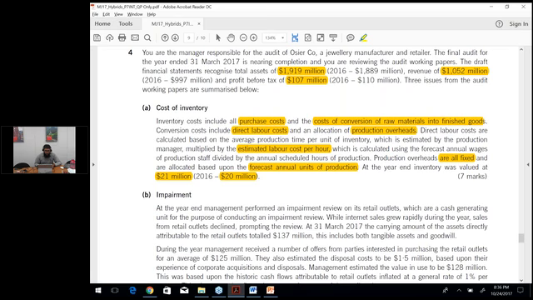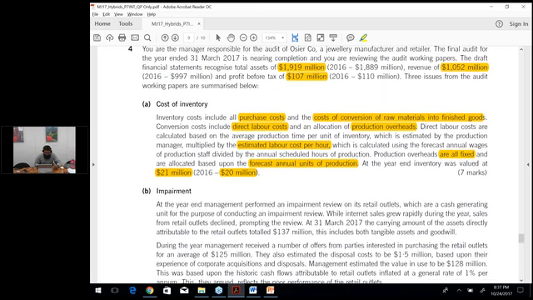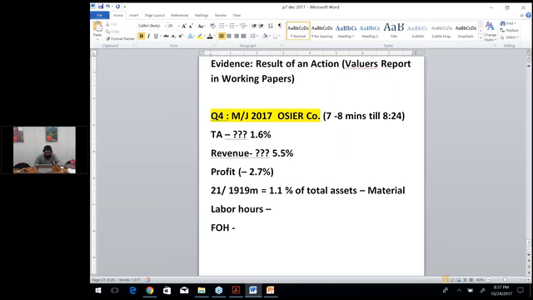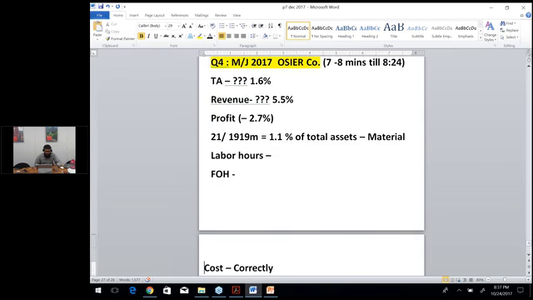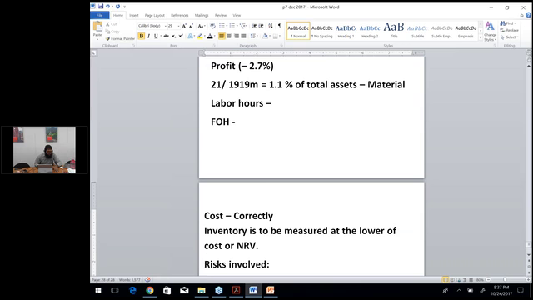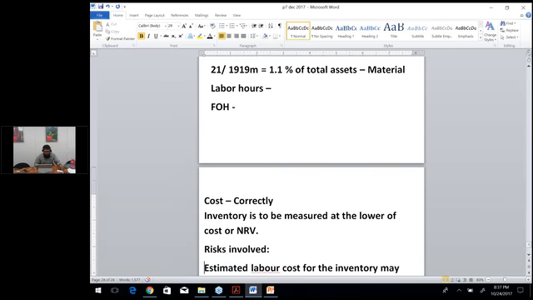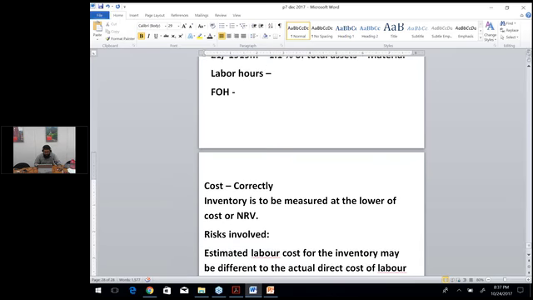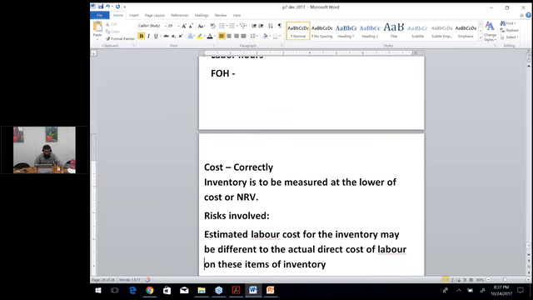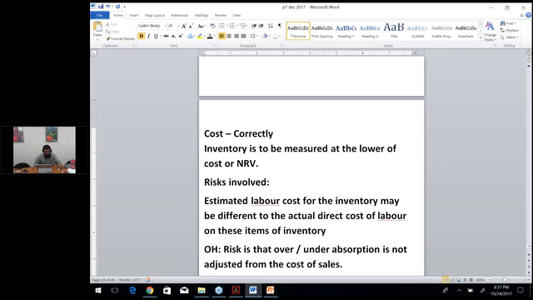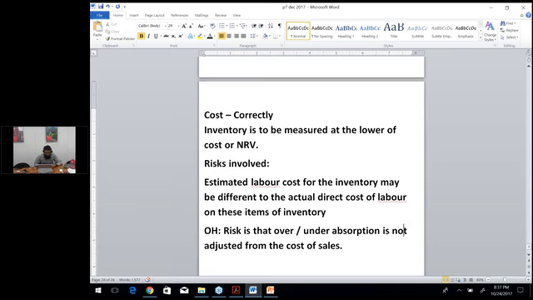Okay, so these are the various things. You have talked about it, that the inventory is 1.1% of total assets and is a material item, and the cost is being correctly measured, but the inventory subsequently is to be measured at the lower of cost or NRV. So the NRV needs to be established. The risk involved is that the labor cost for the inventory may be different to the actual direct cost of labor. There is also a risk that the overheads which are under or over absorbed are not adjusted from the cost of sales.